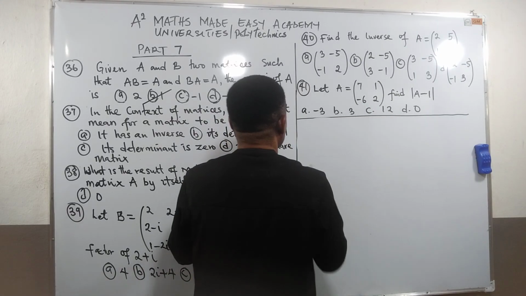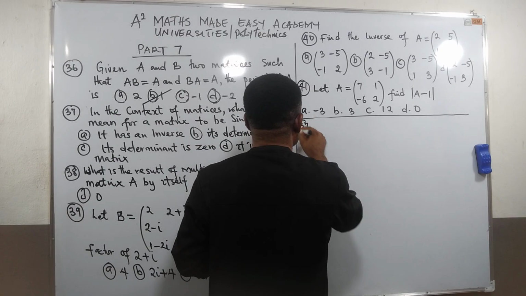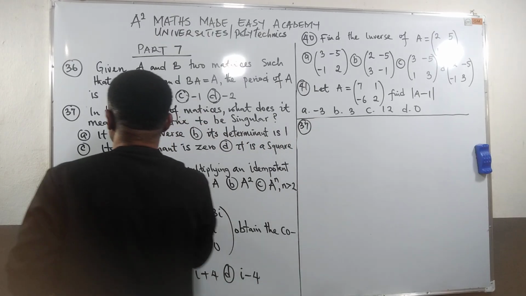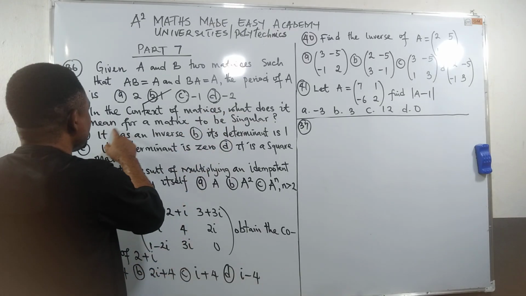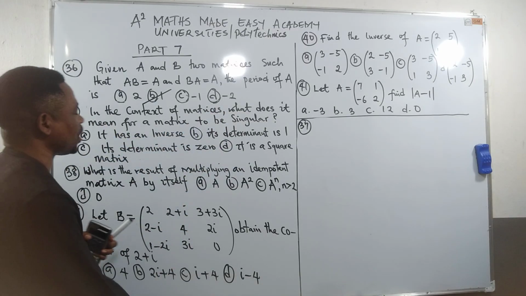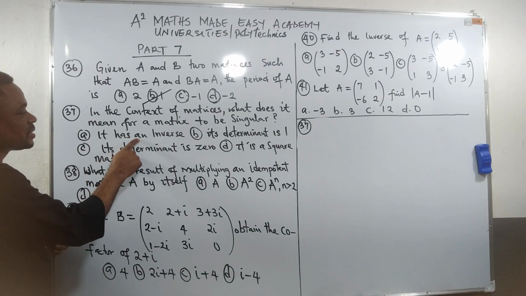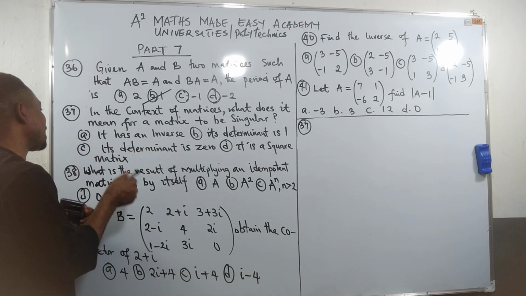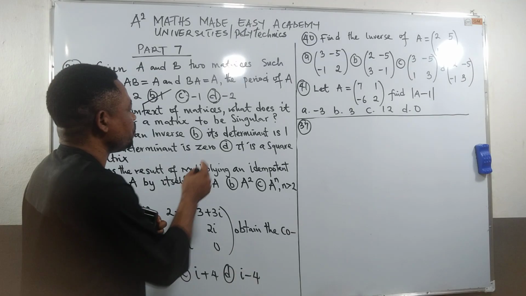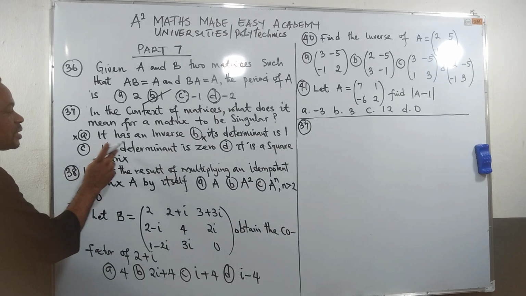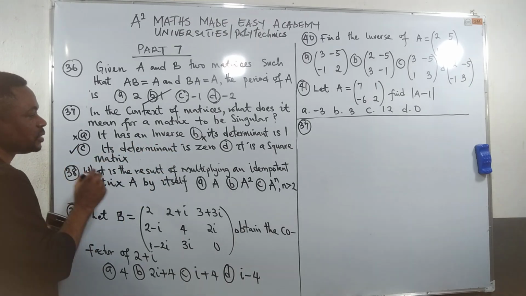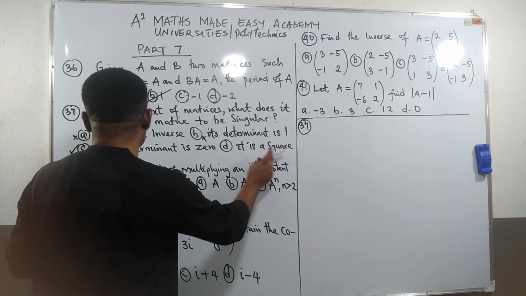Now let's move to question number 37. Now I want you to observe this. In the context of matrices, what does it mean for a matrix to be singular? Option A, it has an inverse matrix. No, it cannot. Are you with me? Then option B, its determinant is 1. No. Option C, its determinant is 0. Wow. Then option D, it is a square matrix.